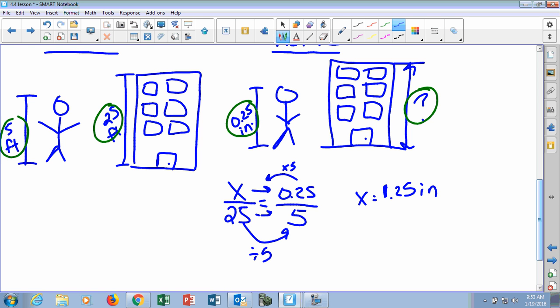That's what happened. We had this part flip-flopped the wrong way. So you see how that can throw your answer off? 5 to 500 or 1.25 to 500. That's a big difference, right?